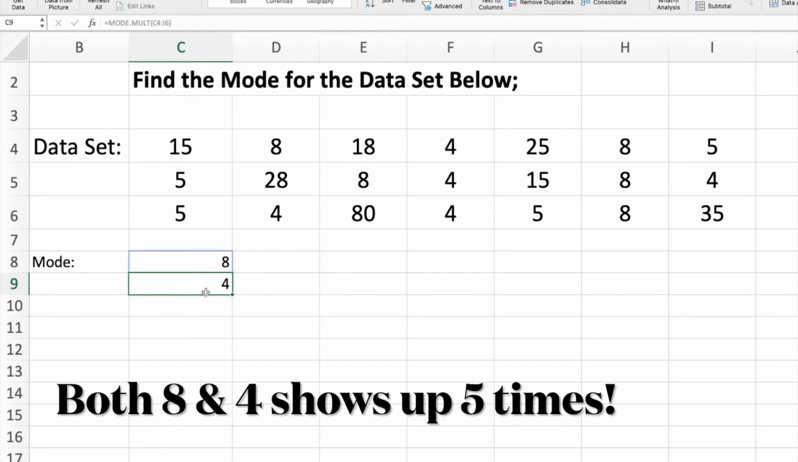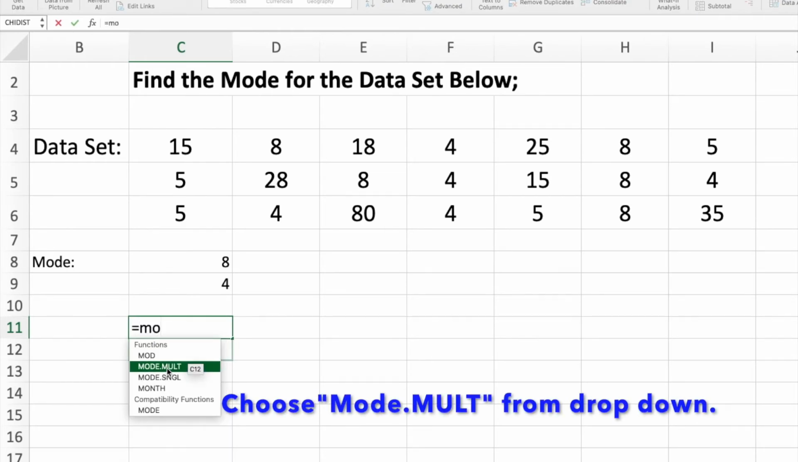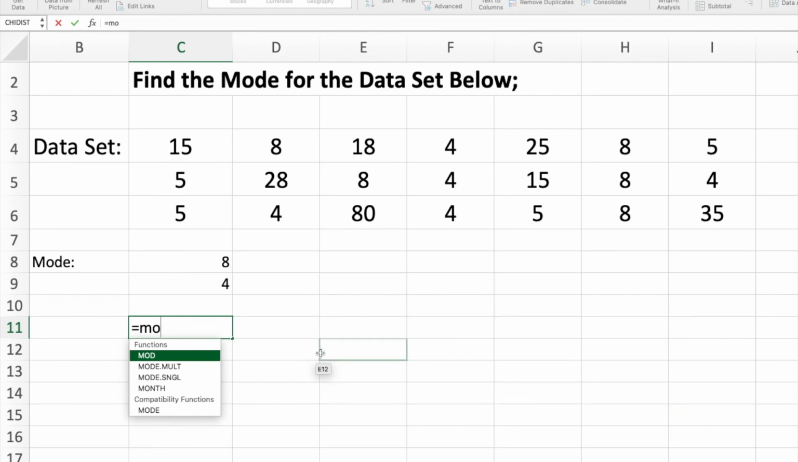This is a multi-mode, bimodal actually. Both 8 and 4 are our modes. So what are we going to use again? We are going to use this one, multi-mode, MODE.MULT. That will give us the mode for the data set. It doesn't matter how many different modes we have, we can still get them.